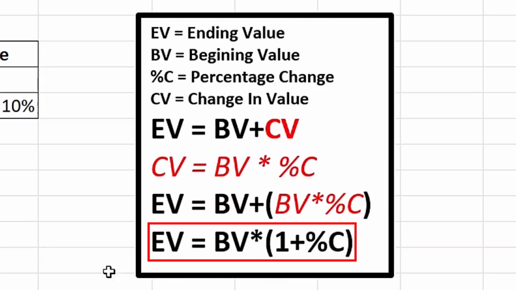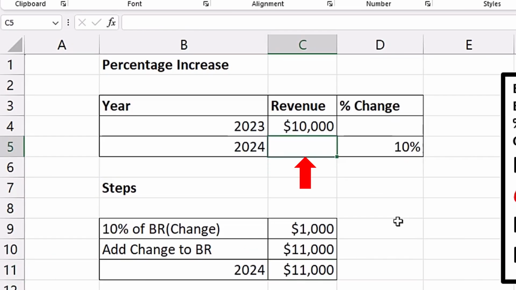And this is actually simpler than using this. So let's see whether this one is going to give us the same answer as the one we have just done. So I'm going to click on this cell and do equals the beginning revenue, or the initial revenue, which is the revenue at the end of the year 2023. So I'm going to click and then times, open bracket, 1 plus the percentage change, which is 10%.